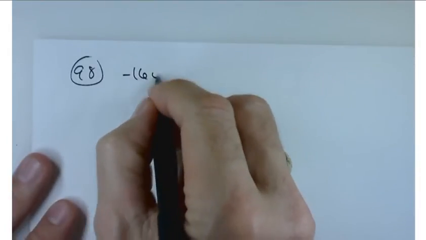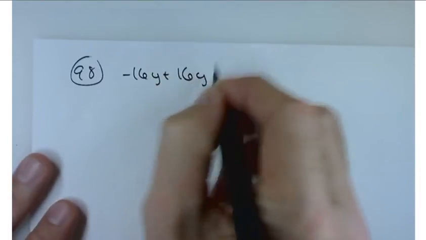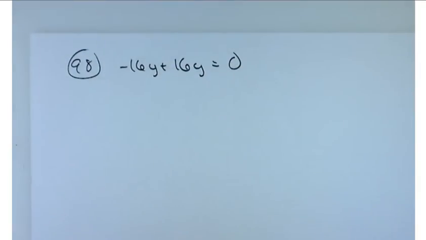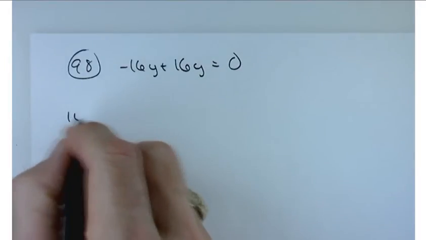Negative 16y plus 16y. Ready, set, go. That was easy. Yeah. All right. That was easy. 0. These are additive opposites. When you add something to its opposite, you're going to get 0. That's convenient. We're going to use that again later on. Let's do problem number 104.